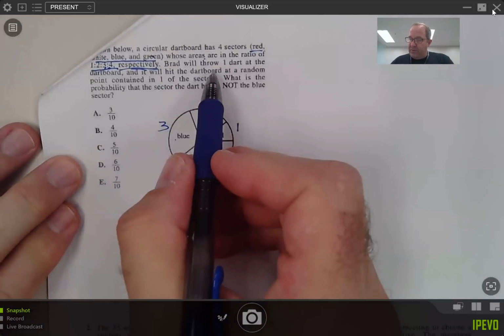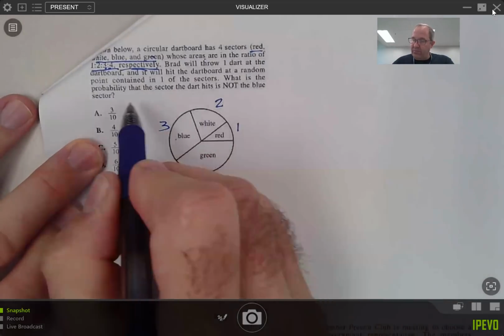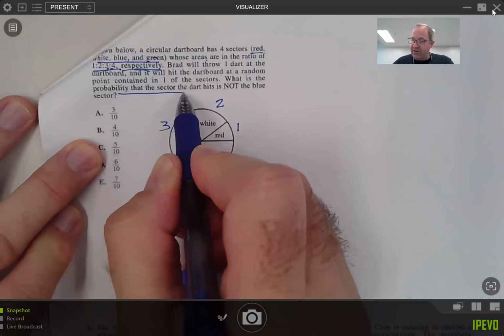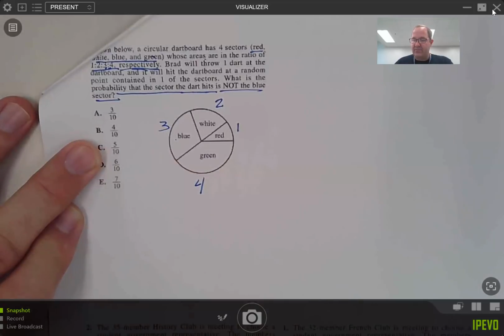Now, Brad's going to throw a dart at the dartboard. Now, we're pretending Brad can't see the dartboard. He's throwing it randomly. He's not aiming. He's just throwing it. They want to know what is the probability that the sector the dart hits is not the blue sector. So we are not hitting blue.